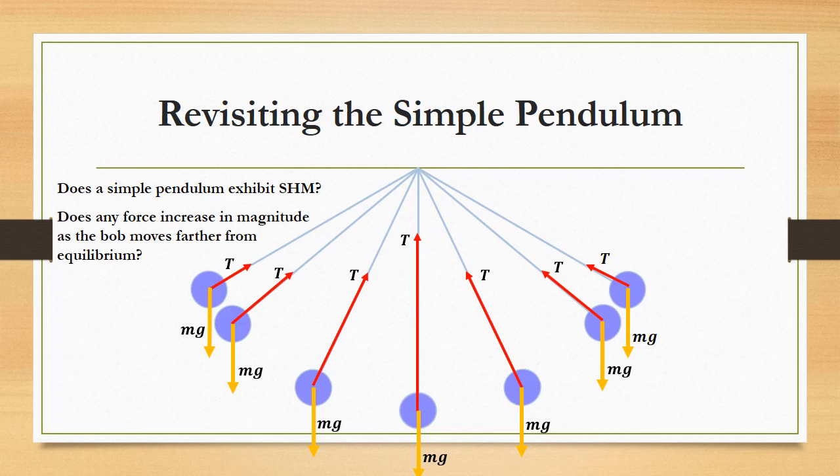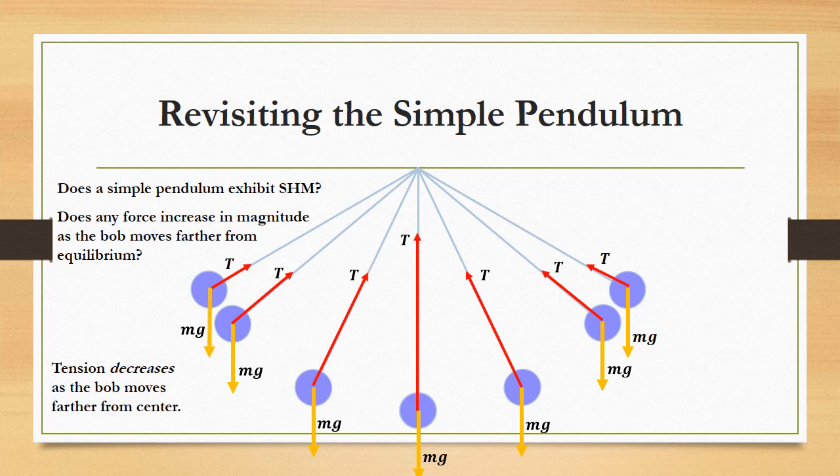Does any force here increase in magnitude as the bob is farther and farther from equilibrium? Actually, tension doesn't. Tension decreases. Remember that equilibrium for a pendulum is down the center, right? This is equilibrium for a pendulum. And at this moment, tension is maximized, whereas we're looking for something that has a minimum force, and therefore minimum acceleration at equilibrium, and a maximum force and maximum acceleration at either amplitude. So tension is not the answer.